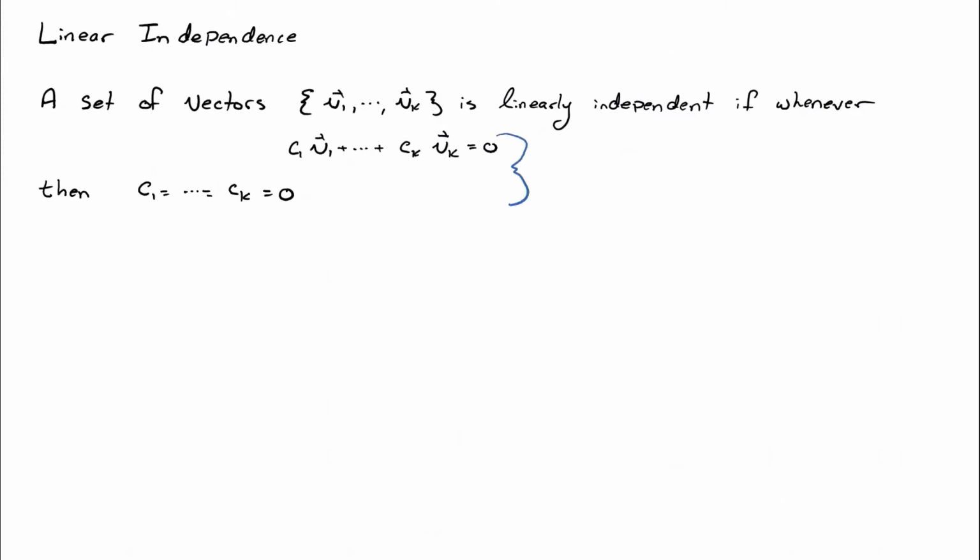We've seen an equation like this before. This is a matrix equation. This says that if x equals 0 is the only solution to the equation Ax equals 0, then the columns of A are linearly independent.